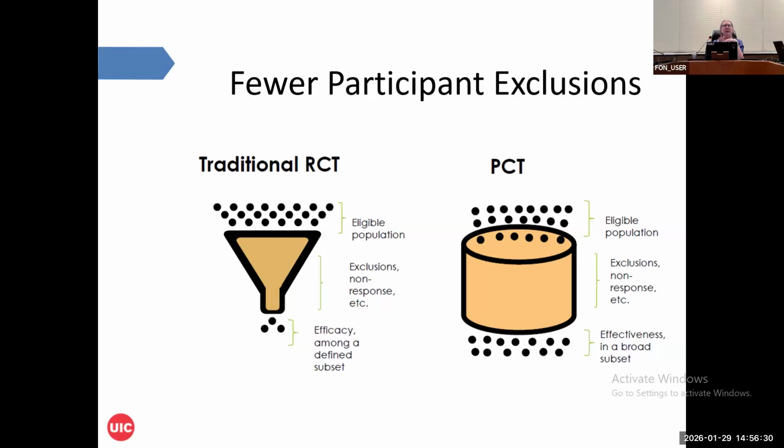This is another characteristic just to show the difference between a randomized clinical trial and a pragmatic clinical trial. Again, to talk about the fewer participant exclusions. For a randomized clinical trial, you want to have very strict exclusion criteria. And then for a pragmatic clinical trial, you want to have more of a broad inclusion criteria.